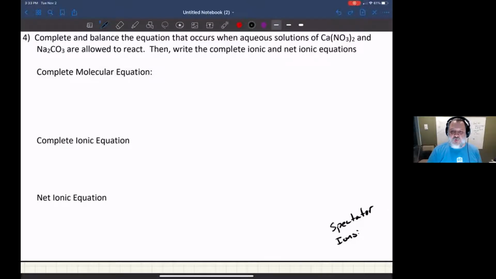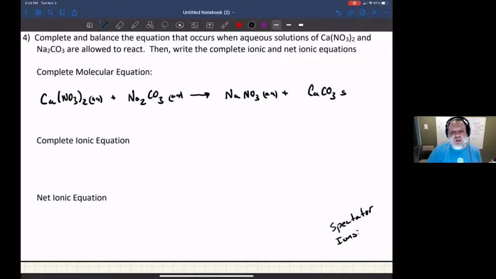Okay, so it gives you the formulas and it tells you what state they're in. So we can start off by writing aqueous calcium nitrate plus aqueous sodium carbonate. Now, you have to understand that it's a double displacement reaction, so the cations are going to switch places. So that means that we're going to be left with sodium and nitrate and calcium and carbonate. Now, you have to be able to apply your solubility rules: sodium nitrate soluble, calcium carbonate insoluble.